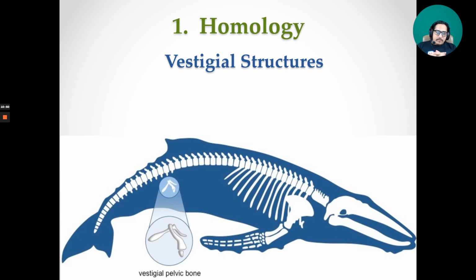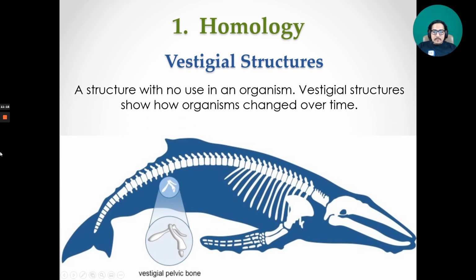Now, last thing that I'm going to mention is vestigial structures. Vestigial is something that we used to have back in the day, like our ancestors, but we don't. For example, did you know that whales used to have legs, and they still kind of do? They're just really, really small, and they're inside of their skin right now because they don't need to walk anymore. So let me explain. A vestigial structure is a structure that has no use in an organism. Vestigial structures show how organisms change over time.